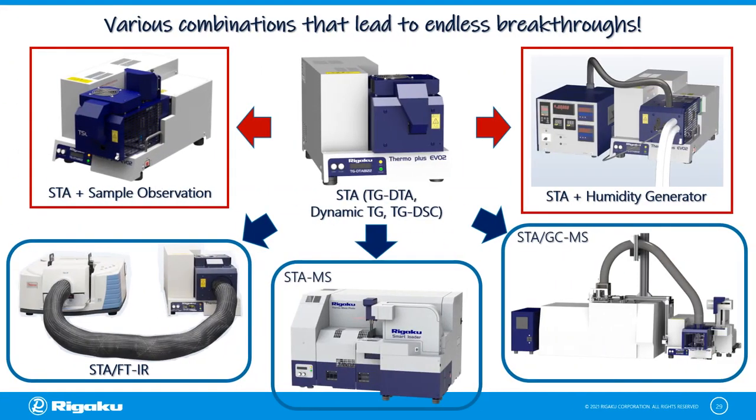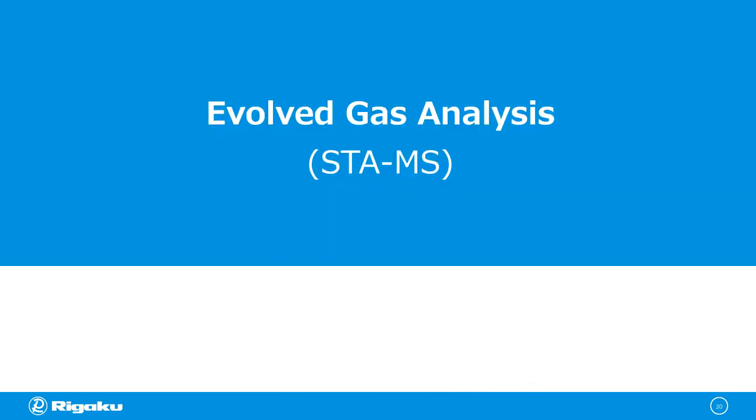Our STA system can be utilized as a standalone system that can be connected with a wide range of options, such as sample observation unit, humidity generator system, and even systems for evolved gas analysis technique such as STA-FTIR, STA-GCMS, or STA-MS that suits your need. From this slide onwards, we will be talking about evolved gas analysis or STA-MS.